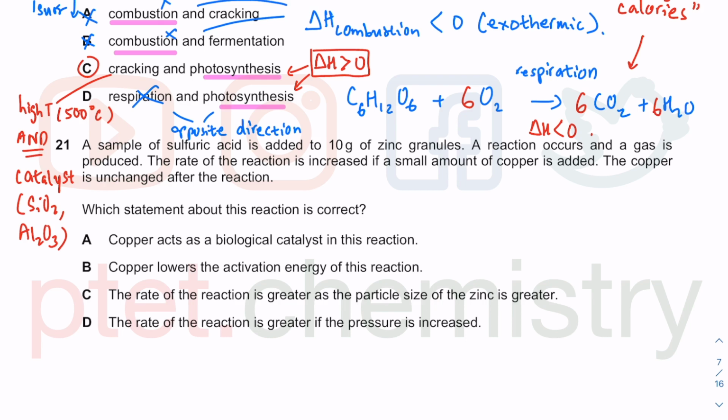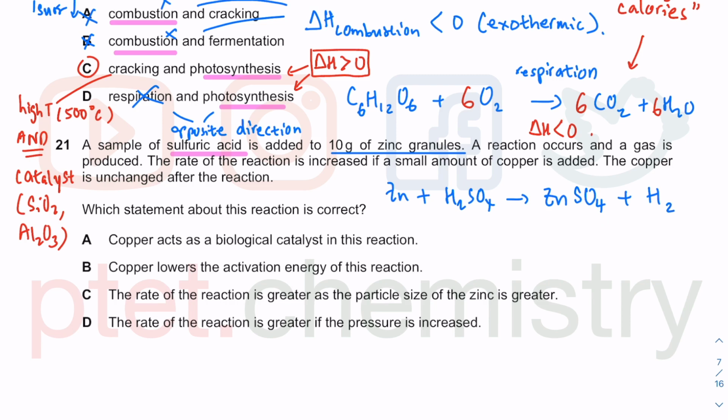Question 21. So we have 10 grams of zinc granules. We have sulfuric acid. So that's the metal plus acid reaction. Zinc plus sulfuric acid. Not sure if we need this equation, but it gives us zinc sulfate. Both ions are from practical: Zn2+ ion, SO4 2- sulfate ions. Metal plus acid gives us metal salt and also hydrogen gas.